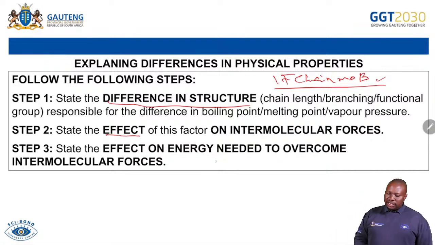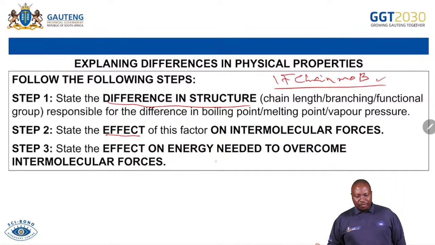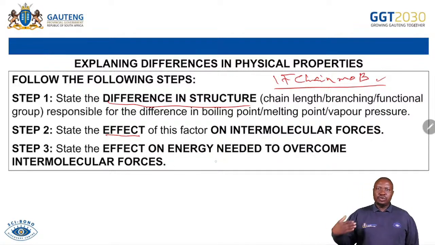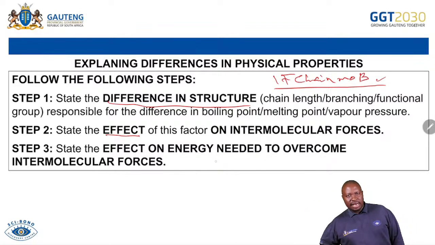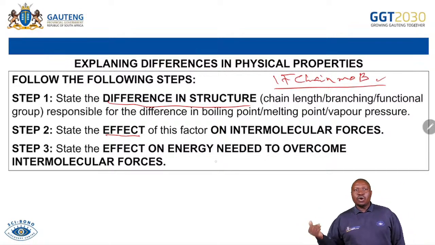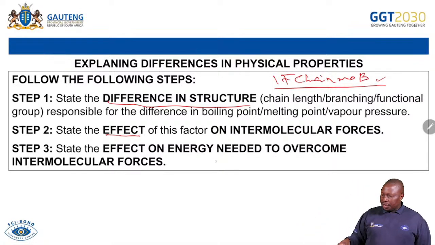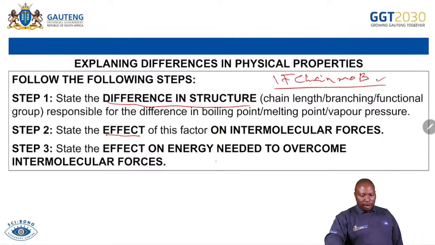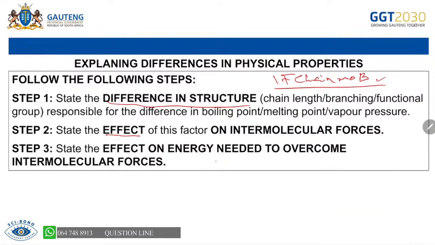You got that. What is the relationship between strength of intermolecular force and boiling point? We just talked about it: as the strength of intermolecular force increases, the boiling point increases. As the strength of intermolecular force increases, the melting point increases. It is only with vapor pressure that when the strength increases, the vapor pressure will decrease. So it is different as compared to the others.